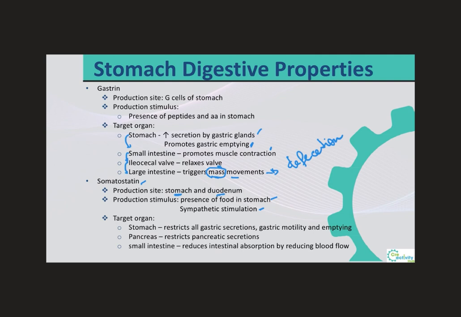Well, if it's in the stomach, it will restrict all of the gastric secretions, the gastric motility, and the emptying. Because remember that the sympathetic nervous system in the digestive system actually functions to inhibit the digestive functions. And if it's in the pancreas, it will restrict the pancreatic secretions. And if it's in the small intestine, it will reduce the intestinal absorption by reducing the blood flow.